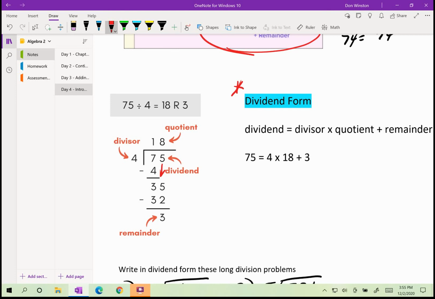So as a check, if I take my dividend, which is 75, and set that equal to my divisor times my quotient plus 3, I should get 75, and I'm sure I do. 4 times 18, that's 72, plus 3. And that's 75.